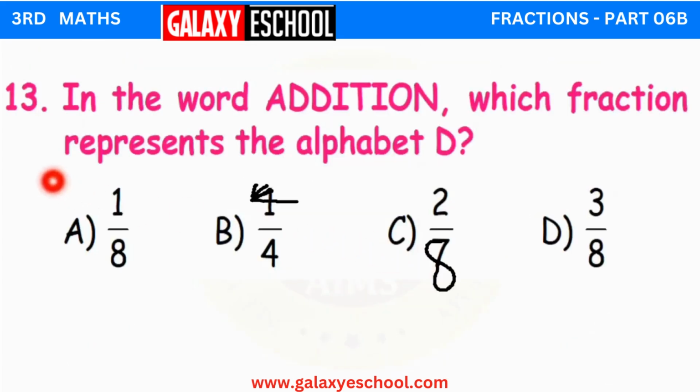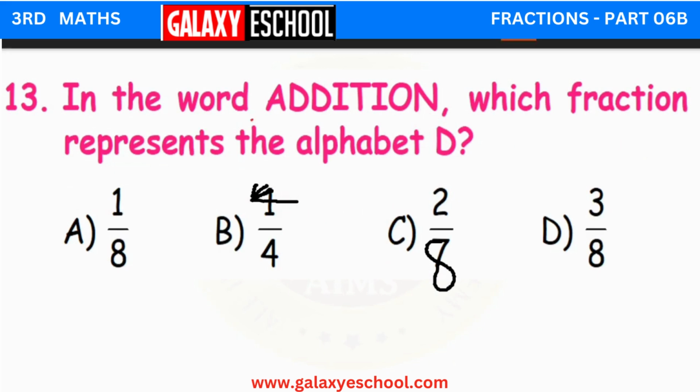Next, question number 13. In the word addition, which fraction represents the alphabet D? Now, what are they saying in the word addition? Which fraction represents the alphabet D? There are 2 D's. So, the numerator will be 2. And how many letters do we have, children?